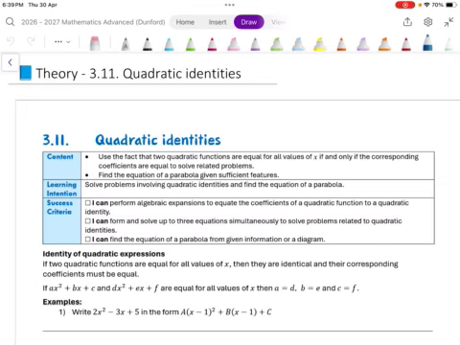Hi Year 11, today we're looking at lesson 3.11, quadratic identities. So our syllabus dot points are to use the fact that two quadratic functions are equal for all values of x if and only if the corresponding coefficients are equal to solve related problems, and we're going to find the equation of a parabola given sufficient features.